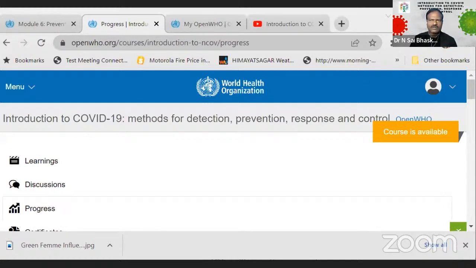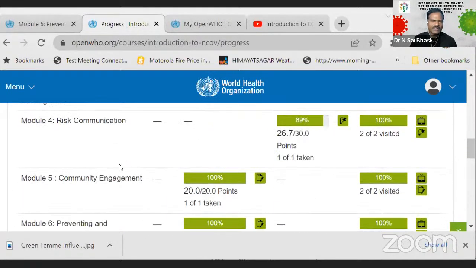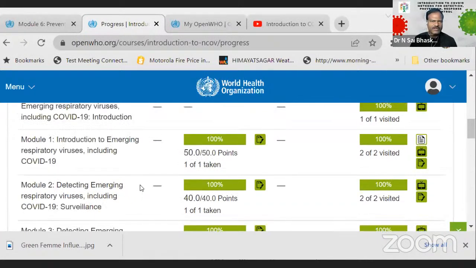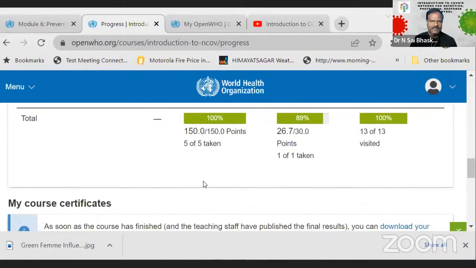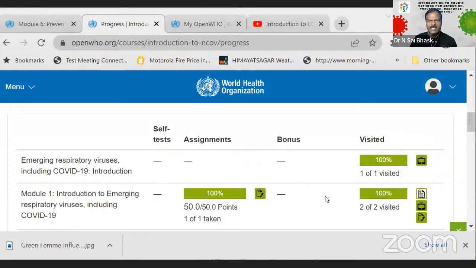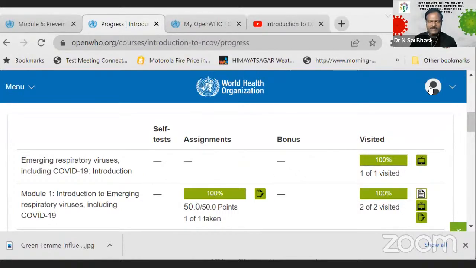So here, this particular course, Introduction to COVID-19, Methods for Detection, Prevention, Response and Control. It is a self-paced course. We have 6 modules, and within these 6 modules, you have assignments for 5 modules. And under each of these modules, there is text, there are videos as well as some PowerPoint presentations available. So you could go through all these 3 materials. Even by going through the videos, that is enough to attempt the quiz.